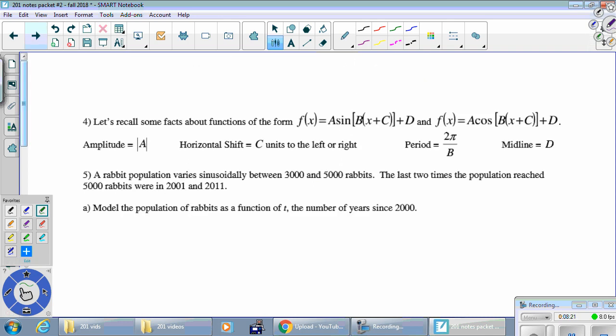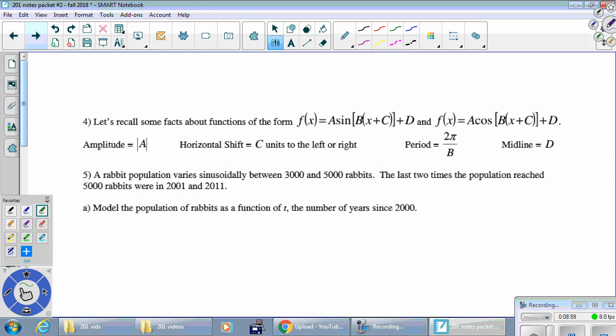Okay, number 4, let's recall some facts about functions of the form f(x) = a sin(b(x + c)) + d, and then the same thing with cosine. So the amplitude tells you how far you are stretched from the middle of your sine or cosine graph. How far is it to get to the top of the graph from the middle? And it turns out that's always the absolute value of whatever the number a is. The horizontal shift turns out to be c, so in this form, whatever the number c is, that's your horizontal shift, and it's either left or right, depending on whether c is positive or negative. We'll talk about that. The period is 2 pi divided by b.